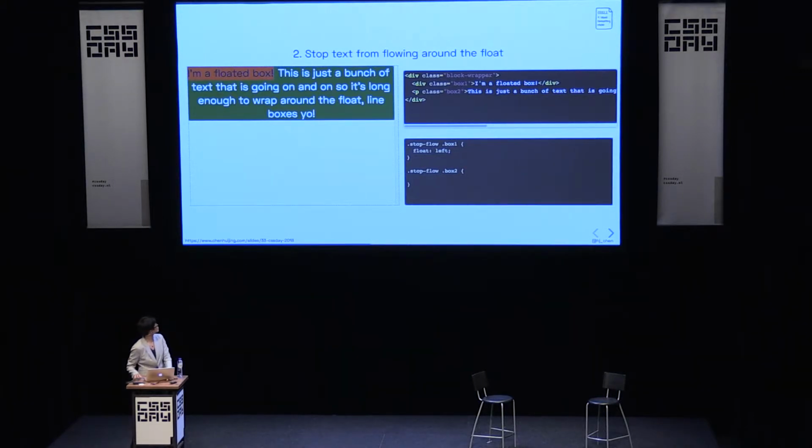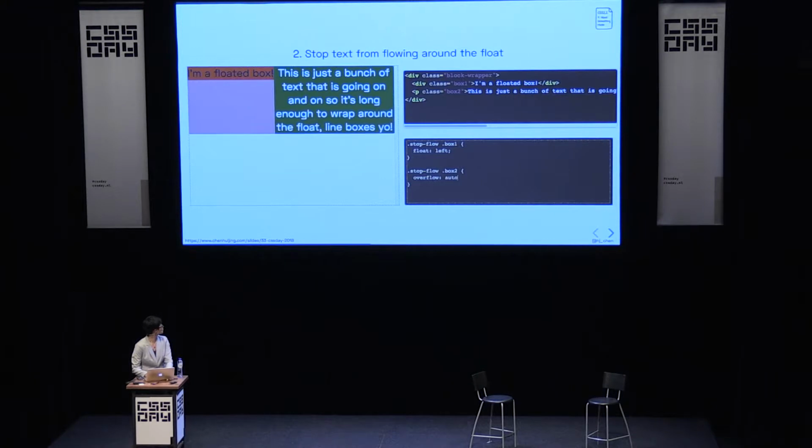So here, let's try a different method. Let's try overflow auto. Should have practiced my typing before I started. But as you can see now, the text stays in its own lane.